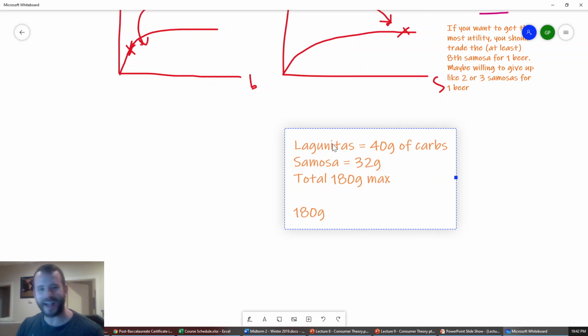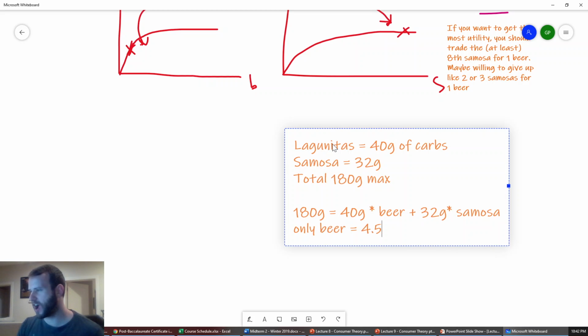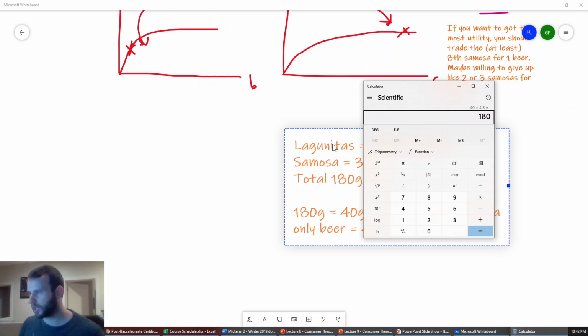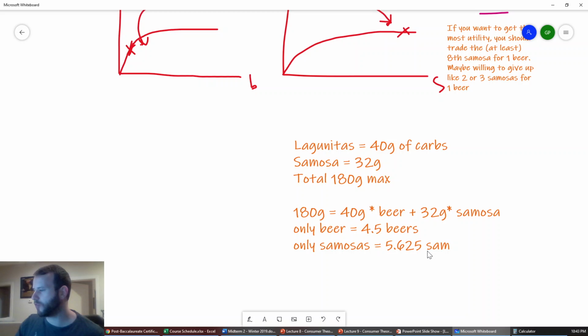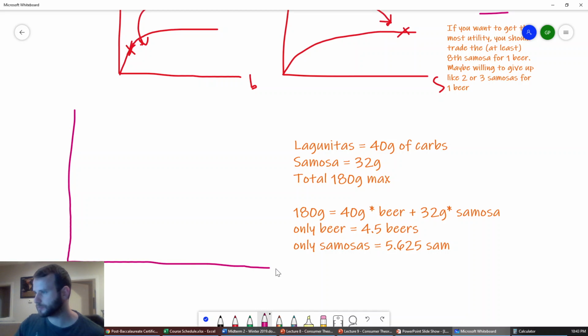So 180 grams is the max amount of carbs that he can eat. And he gets 40 grams per Lagunitas, or we'll just call it beer, and 32 grams per samosa. So if he had only beer, he'd have 4.5 beers. 40 times 4.5 is 180. And if you had only samosas, you'd have 180 divided by 32, which is 5.625 samosas. So you can consume any sort of combination between 4.5 beers and 5.625 samosas.